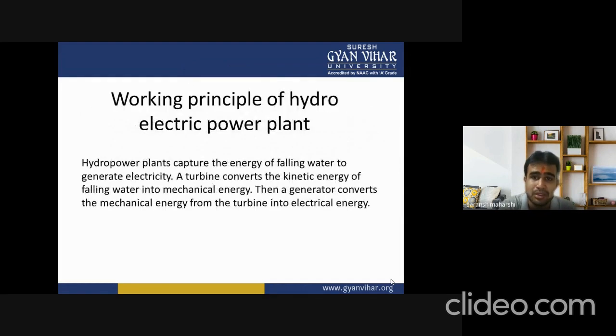Working principles of hydroelectric power plant. Hydroelectric plants capture the energy of falling water to generate electricity. A turbine converts the kinetic energy of falling water into mechanical energy. Then a generator converts the mechanical energy from the turbine into electrical energy.